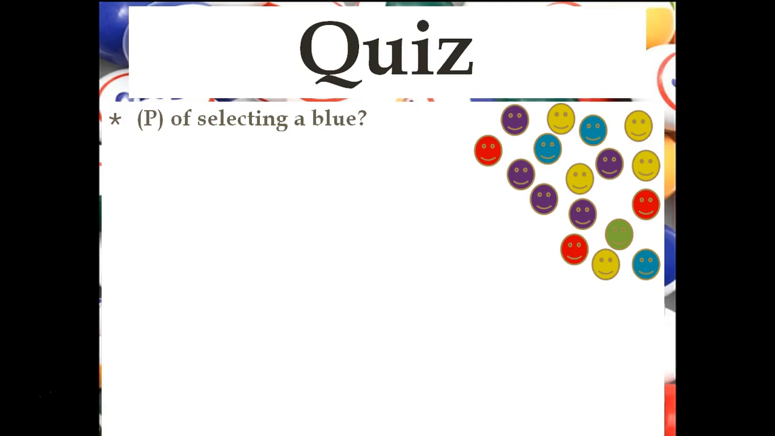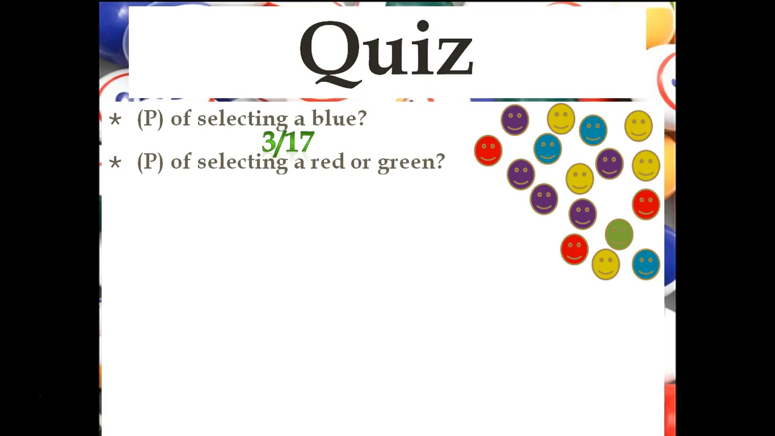The probability of selecting a blue smiley face, we have 3 blue smiley faces, and we have a total out of 17. That cannot be reduced. 3 out of 17 is the answer. What is the probability of selecting a red or green smiley face?